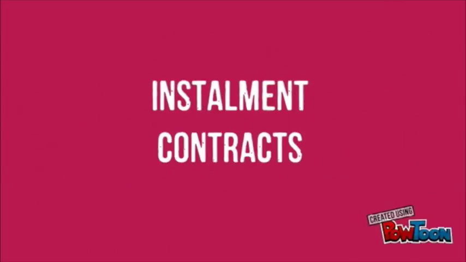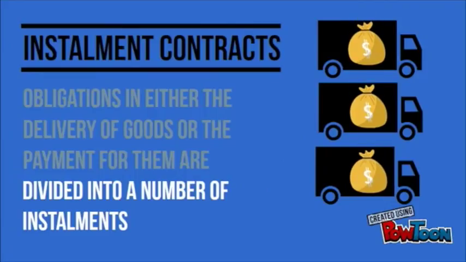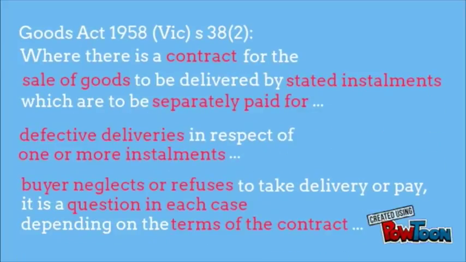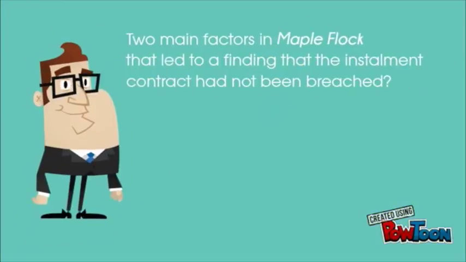Now let's look at instalment contracts. These are contracts where the obligations in either the delivery of the goods or the payment for them are divided into a number of instalments. If you breach just one of those instalments, it becomes a question of each case, as according to Section 38(2) of the Goods Act. Can you name the two main factors in the case of Maple Flock that led to a finding that the instalment contracts had not been breached?